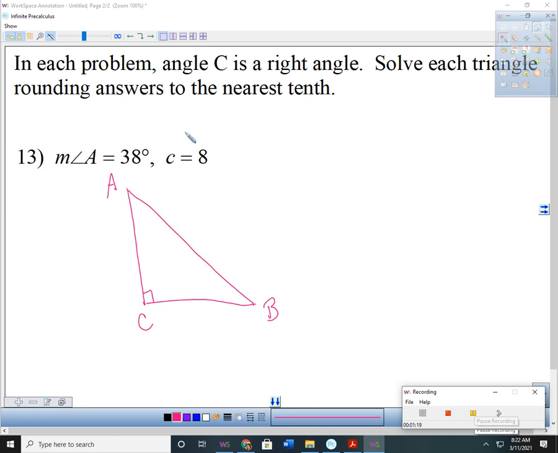Anyway, C is the right angle, so it doesn't matter which angles are A and B. But I'm going to go ahead and label my sides. That way I don't get confused about what I'm finding. So across from angle B is side B. Across from angle A is side A. And then this would be side C. So they told me that angle A, which is this angle right here, is 38 degrees, and side C is 8. So I have to find everything that I am missing.